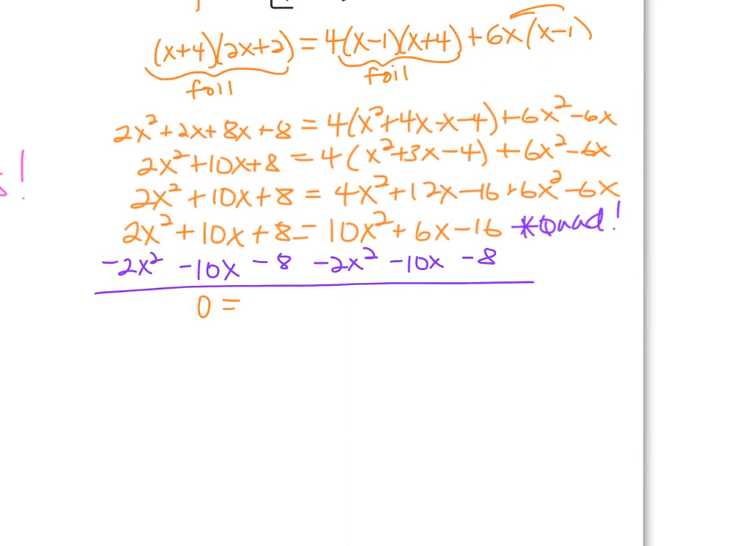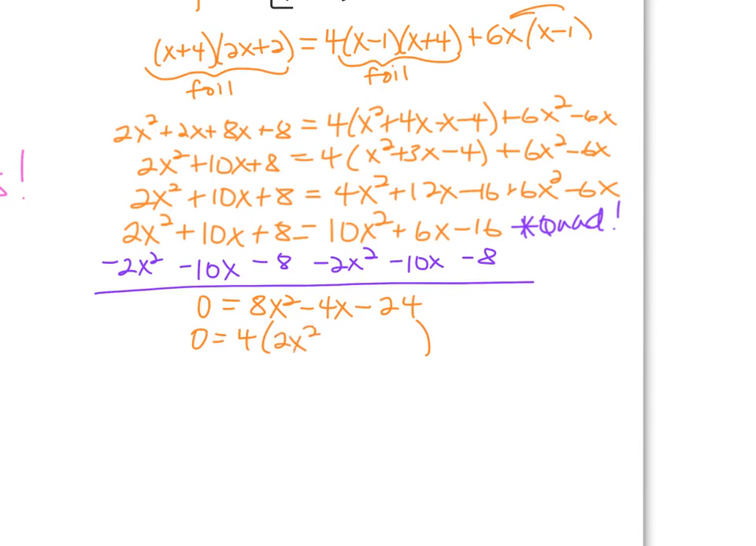10x squared minus 2x squared would be 8x squared. 6x minus 10x is negative 4x. And negative 16 minus 8 would be negative 24. Now you'll notice when we solve, we're going to have to do a times c eventually, but first we can factor out a 4. And that will just make the parts left over, hopefully, easier to work with.